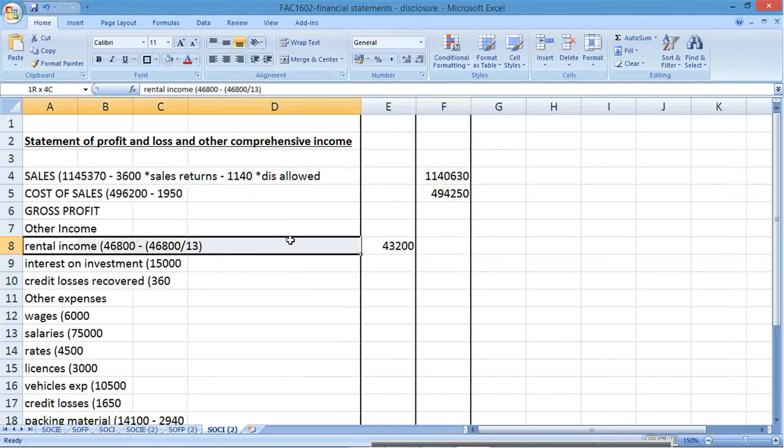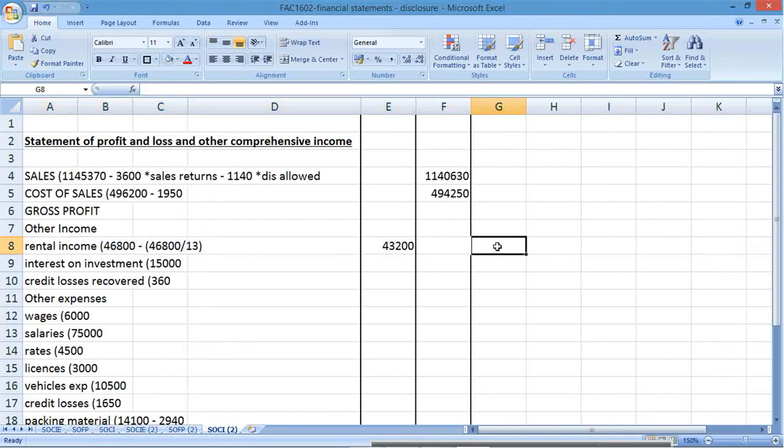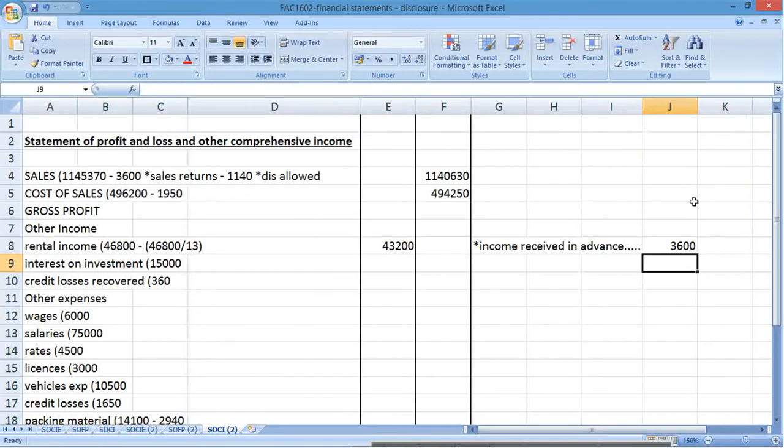Okay, so now what does that do? It creates an income received in advance adjustment. So the amount that I need to adjust for is how much? 3,600. That's how much we're charging per month. Per month, exactly, because if you times this by 12, you're going to get that amount times 12. Right. So what am I going to do with this?